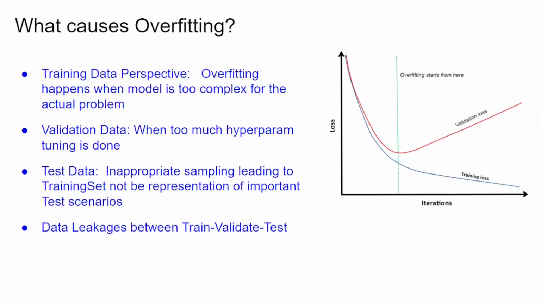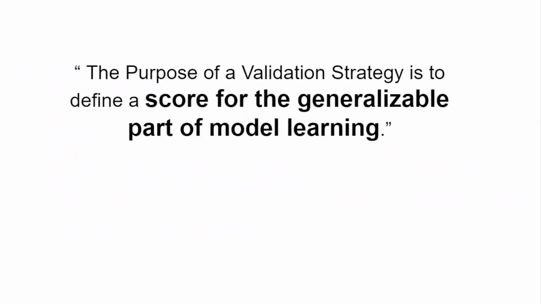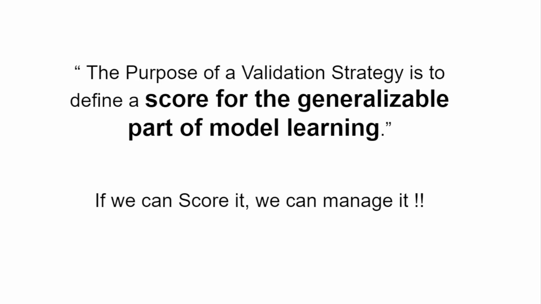Now that we have come this far, let's ask this question. Is there a way we can really solve this overfitting problem or underfitting problem? We can apply a validation strategy and score the overall system. Then we should be able to manage it. That is the overall goal of a validation strategy: to be able to score how well we are generalizing as part of the model learning. Like I said, if we can score it, we can manage it.